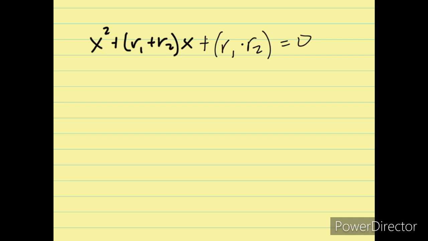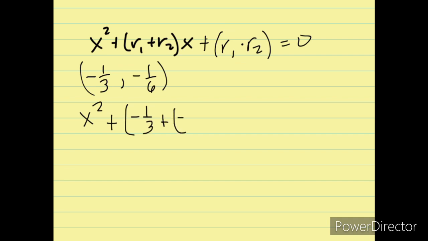Another example, like for example, our roots are negative 1/3 and negative 1/6. Okay, copy this. Apply the substitution method. x squared plus, what is our first root? Our first root is negative 1/3 plus our second root is negative 1/6. Then copy the x plus negative 1/3 times negative 1/6 equals 0.